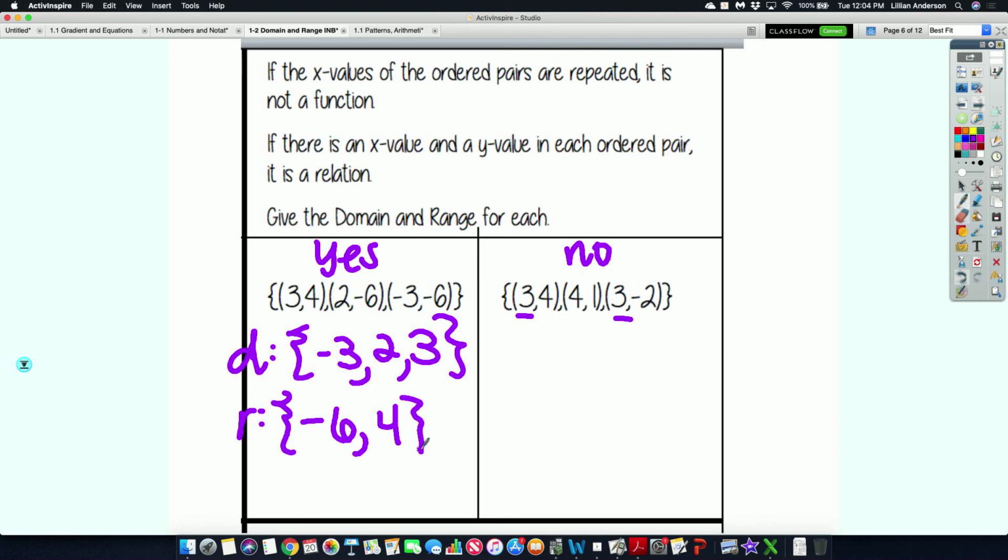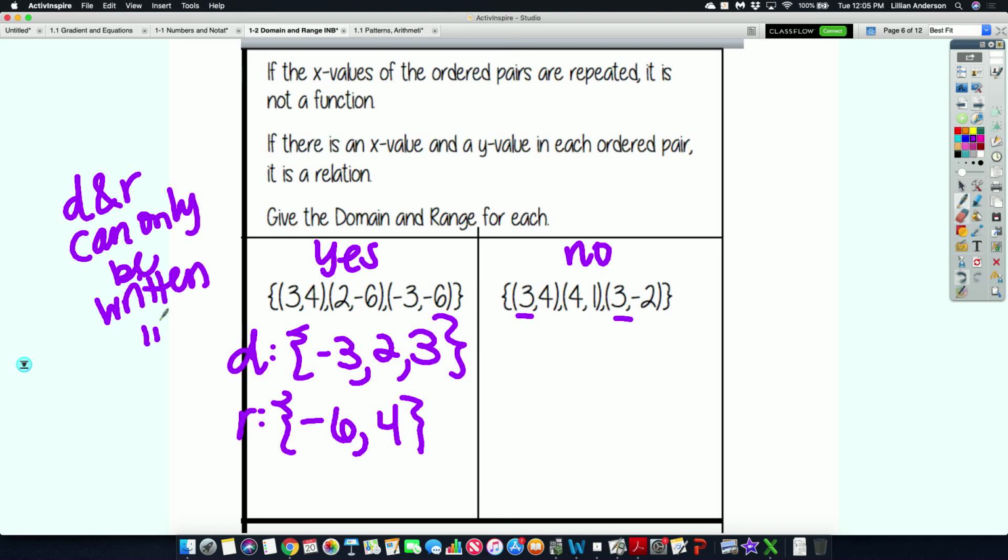Do the second one. Give me my domain and range. Remember, when they're ordered pairs, domain and range can only be written in what notation? In sets. I'm trying to come out here and do interval. No, that doesn't work that way.